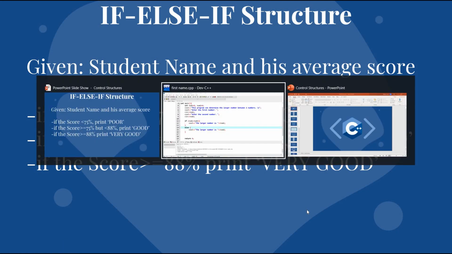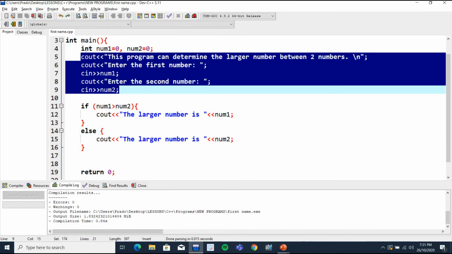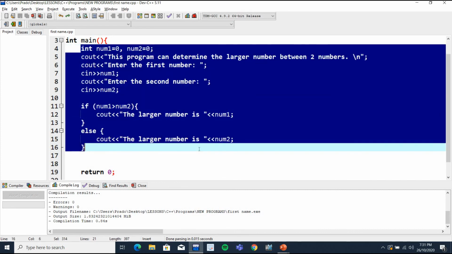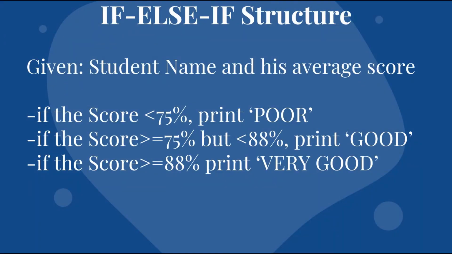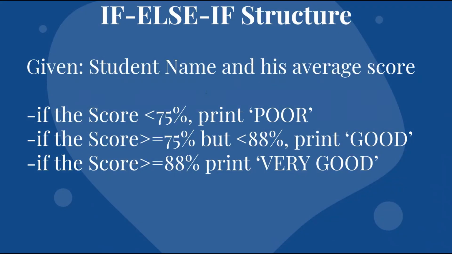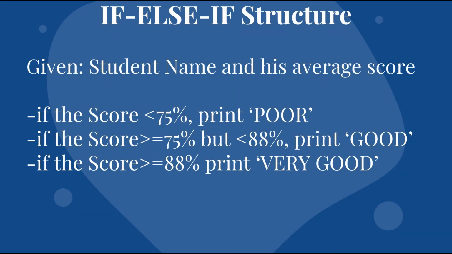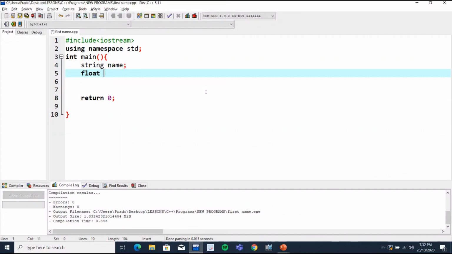So, let's go back to the program. Delete po natin to dahil bago ng program yung gagawin natin. So, ayan. So, ang kailangan dito is dalawang information. So, student name and his average score. So, yun po yung kukunin natin kay user. So, string name, student name, and then, gawin na lang nating float. So, float average.